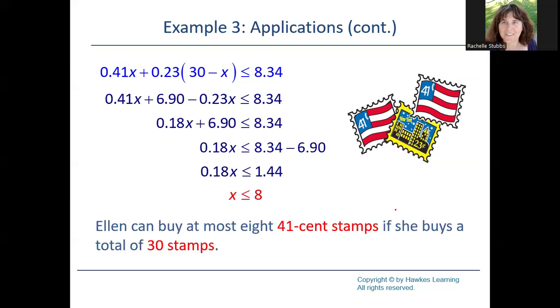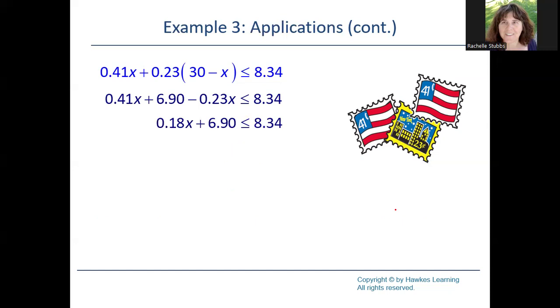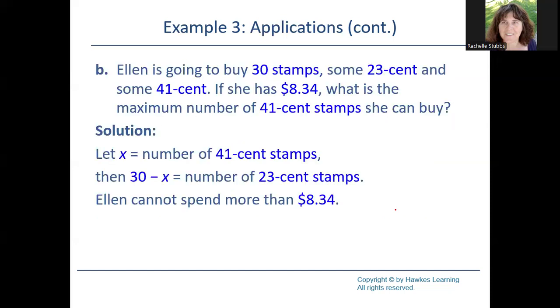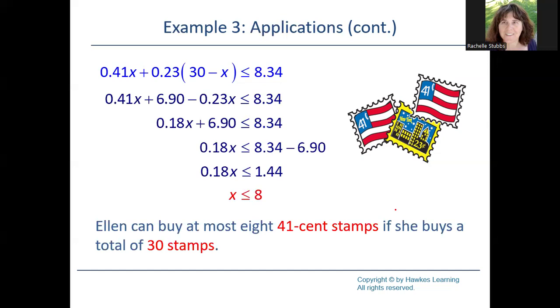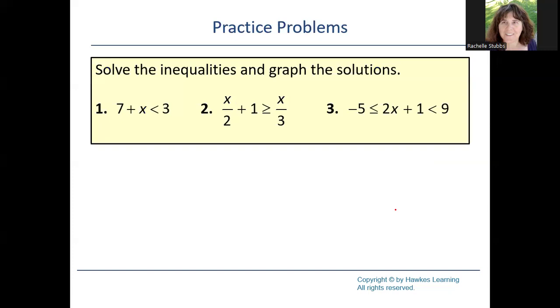Now, what did it ask? Let's go back and look at that really quick. It asked us, what is the maximum number of 41-cent stamps? So we have finished the problem by just that. 8 is the maximum number of 41-cent stamps that we can buy. That would mean if we bought 8 41-cent stamps, we're going to have 22 of the other stamps, aren't we? Because 30 minus 8 is 22.